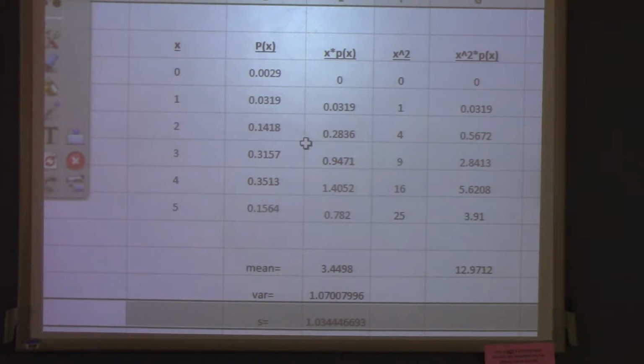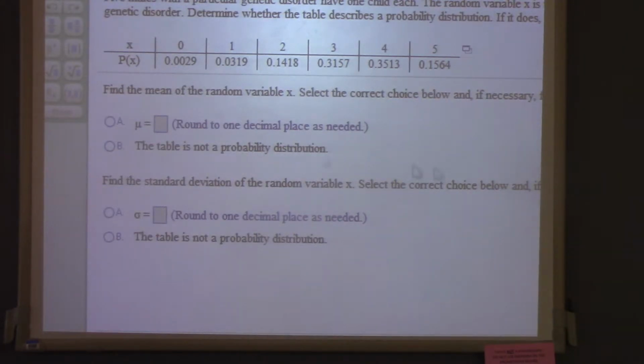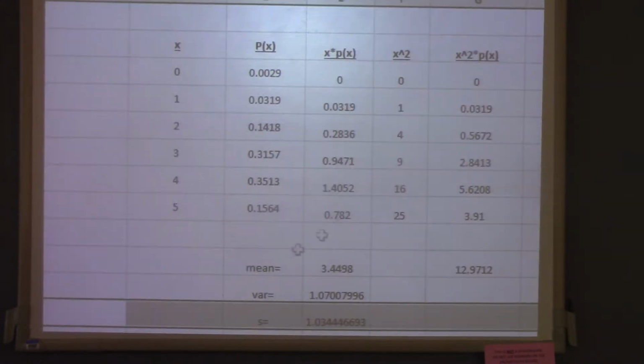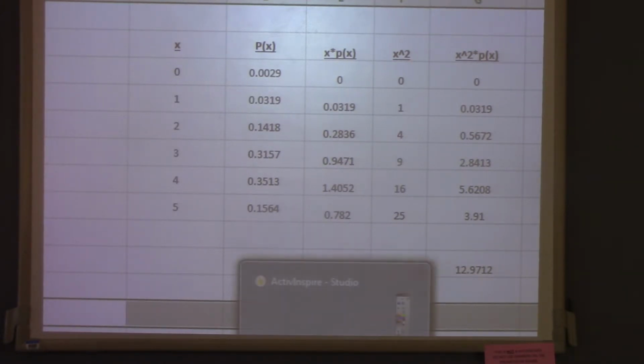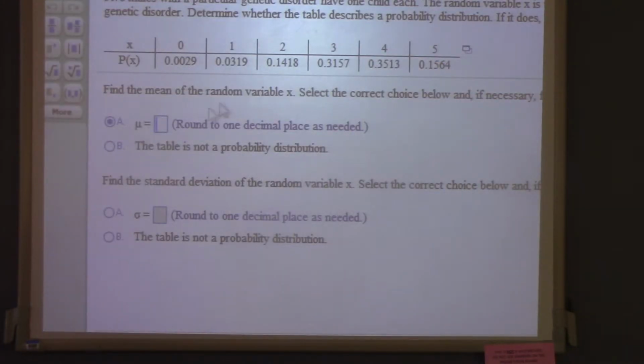All right, is that what y'all got? Okay, we're gonna move on. So mean is what we got to round to. Round to 1 decimal place. So that would be 3.4 and 1.0. 3.4 and 1.0.